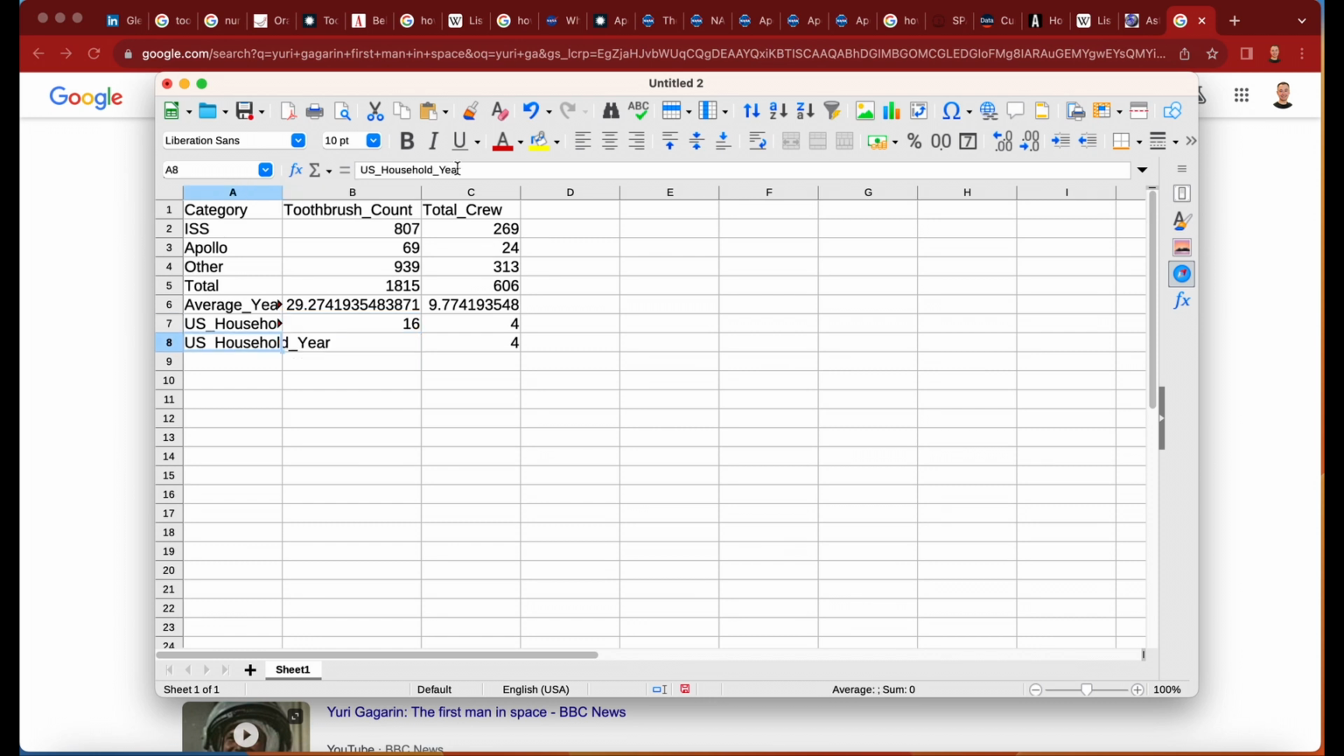So 16. So US household per year, US household versus space equals 16 times the same math earlier, 2023 minus 1961, 992. So one US household uses about half the number of toothbrushes as have been in space over that entire period of time, which also roughly matches up to the average yearly amount as well. Is that actually useful for anything? No, but it's a fun little comparison.